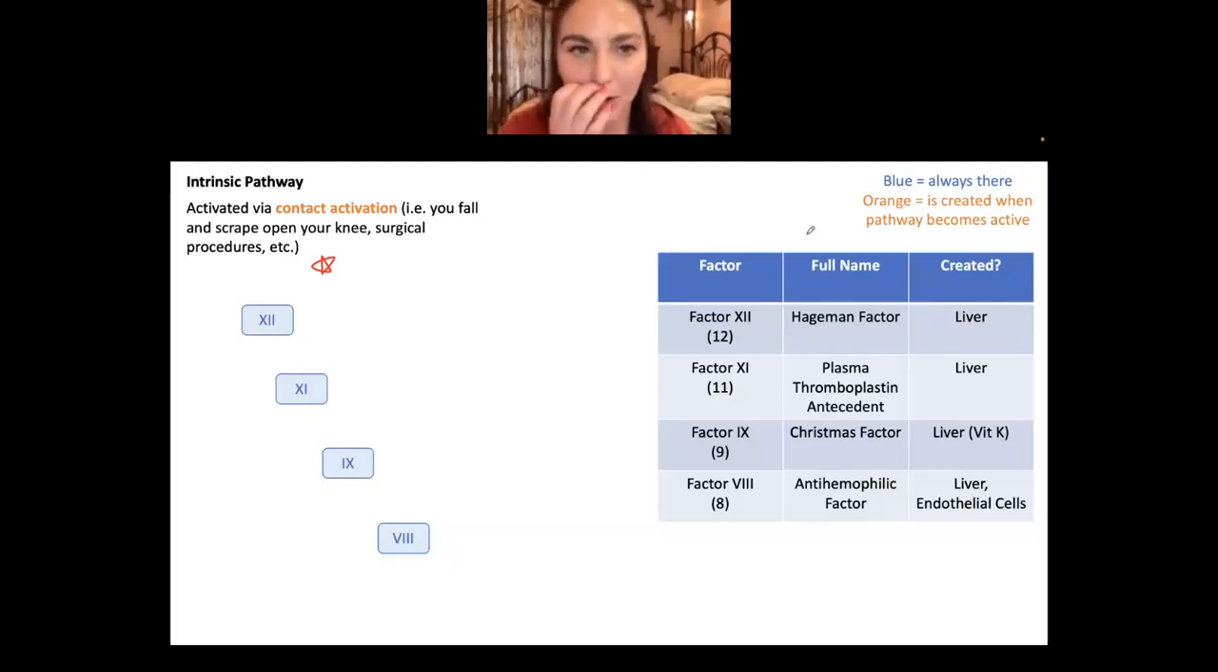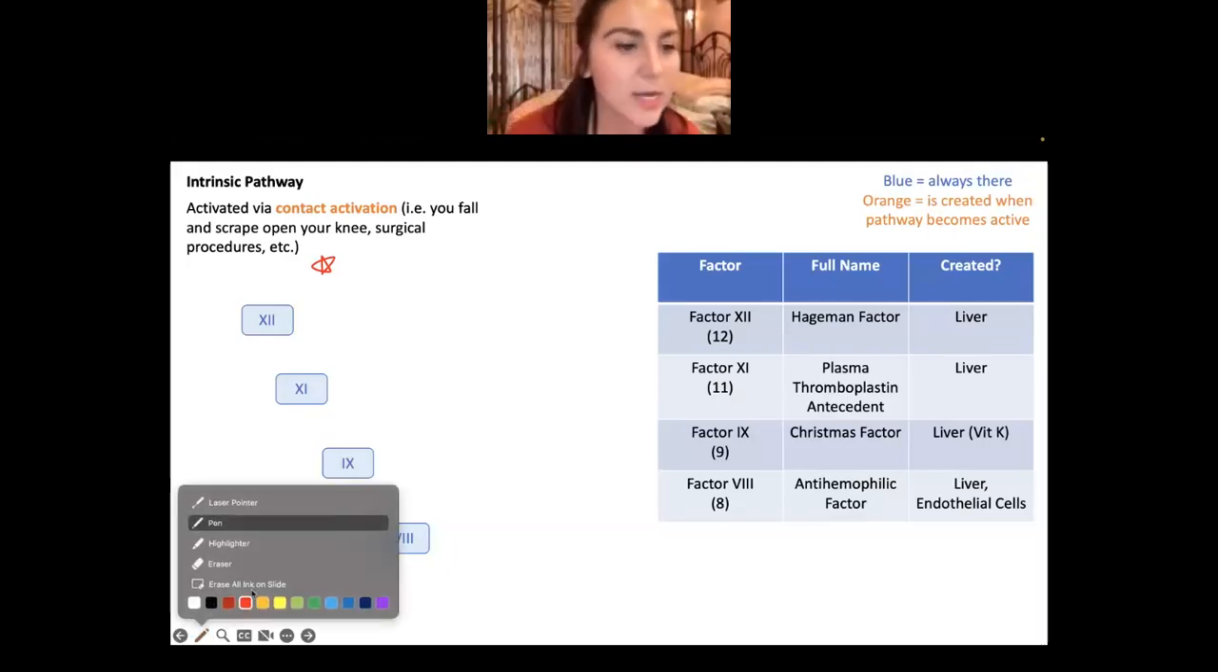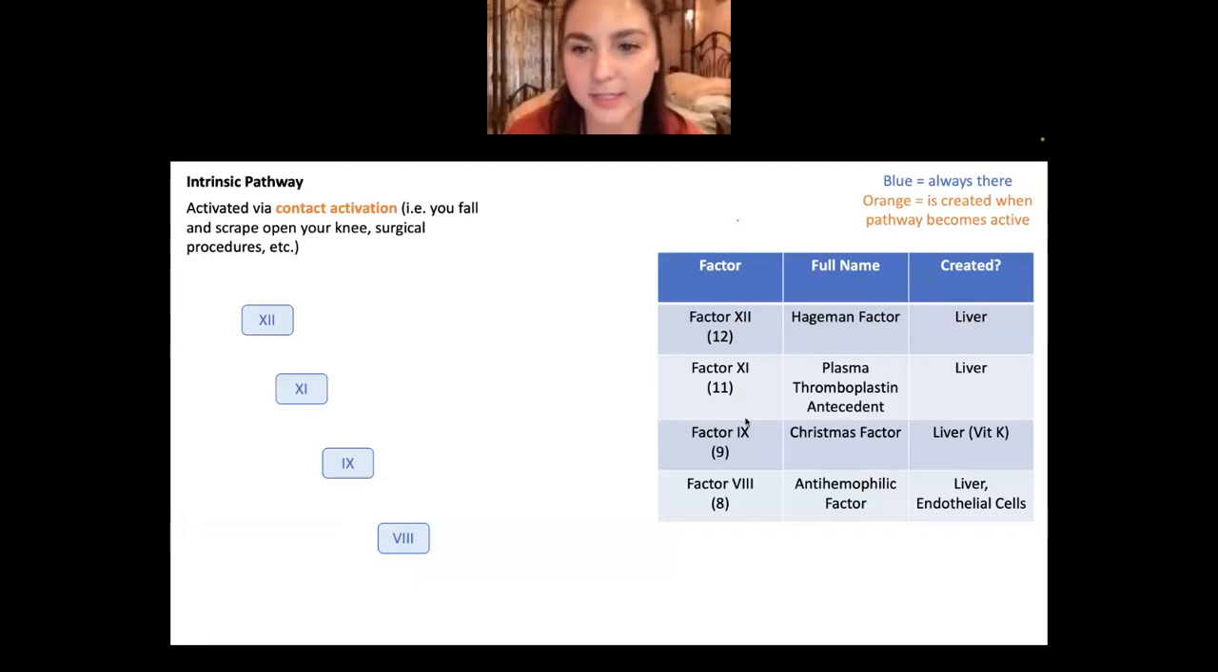And then orange, when you see these orange arrows that are going to come up, that means that is created once the pathway gets activated. Okay. So looking over here, this is a good chart to know for your exam and for boards. But the factor, so what's the factor name? So here's factor 12. Like I said, know these Roman numerals. The full name of it is Hageman factor, and it's made in the liver. Right here, this is factor 11. So XI is 11. The full name for this is plasma thromboplastin antecedent. Annoying. And it's created in the liver.